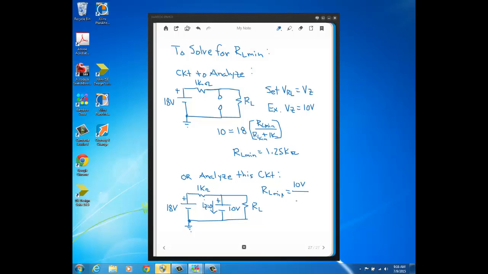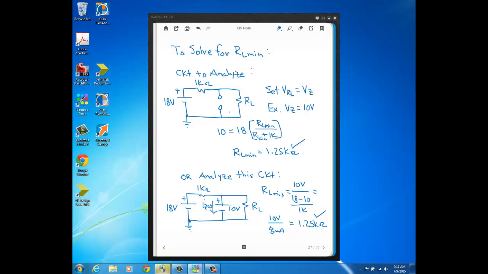So this would just be the voltage on one side of the 1K minus the voltage on the other side of the 1K, right? That's our voltage difference across the 1K, divided by 1K. So you see this is going to be 18 minus 10 over 1K. So you're going to have 10 volts divided by 8 milliamps, which is also 1.25 K ohms. So either analysis gives you the same answer.